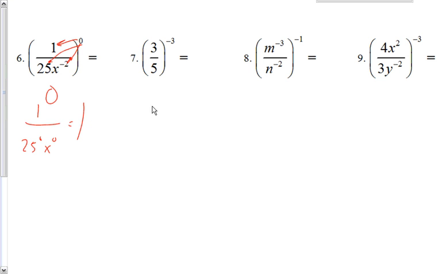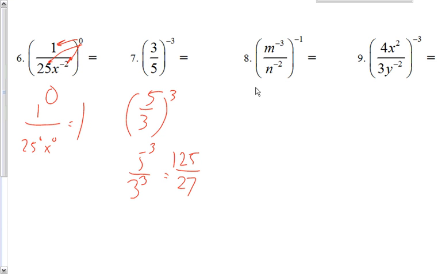But this is an interesting one here. This one, I always like to take care of the negative first, because negative just tells you to flip. So it's really the opposite, or the reciprocal of 3/5, which is 5/3 to the third. Okay. Notice how the flipping gets rid of the negative, and now each of those gets the 3. 5 to the third is 125. 3 to the third is 27.